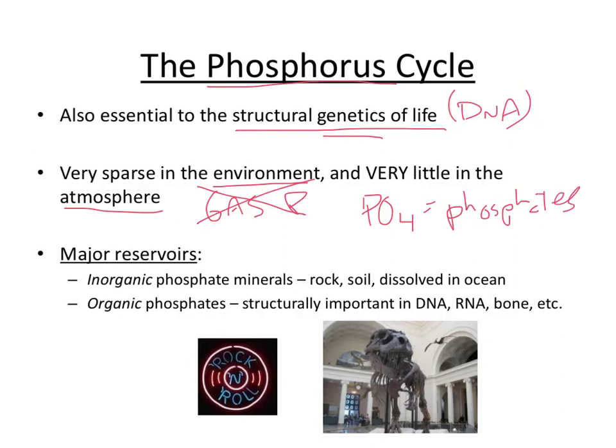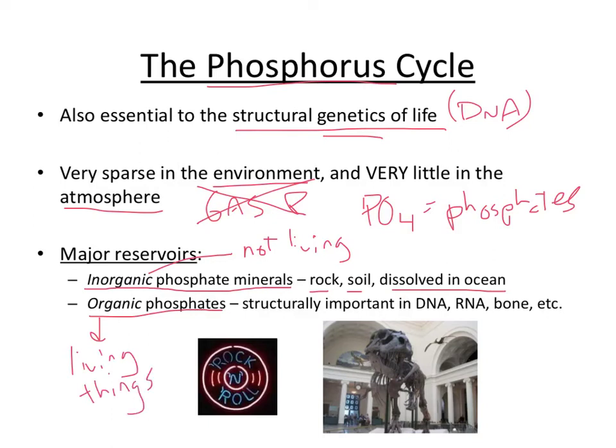Now the major reservoirs are the places we find phosphates. On our planet we can find inorganic phosphates, which means not living, right? So inorganic, not living. So you're going to have phosphate in rock, you're going to see it in the soil, and you're going to see some phosphates dissolved in the ocean. Then we also have the organic phosphates, which would mean living things, and the organic phosphates are going to be found in DNA and RNA, so again genetic material, also in bones.